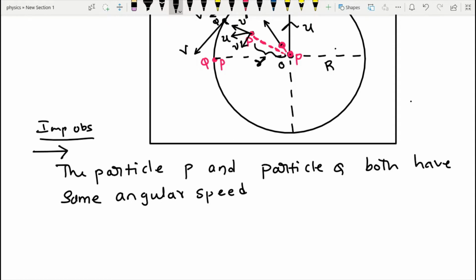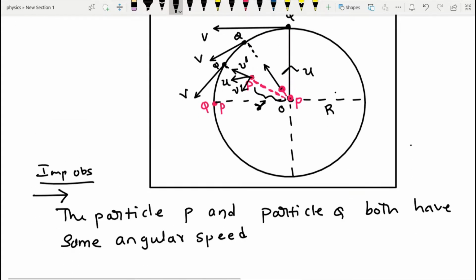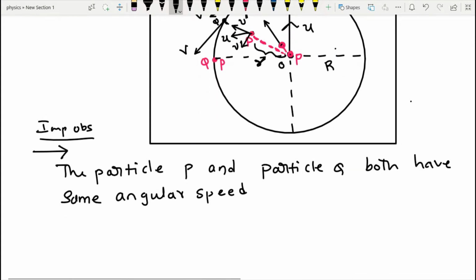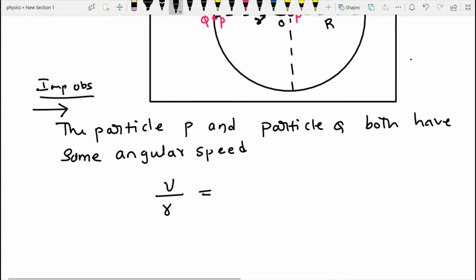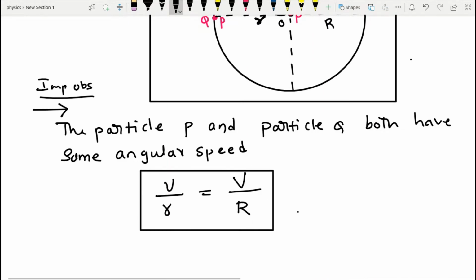So based on this observation, we can simply write: the velocity of the particle P which is perpendicular to the radial velocity, that is small v, divided by the radius, small r, is equal to the velocity of the particle Q, that is capital V, divided by its radius capital R. So in this way we can write this point.